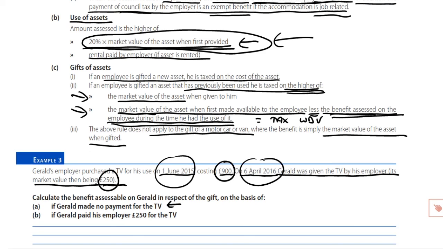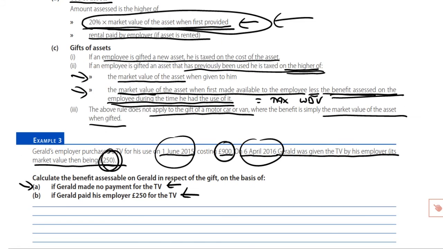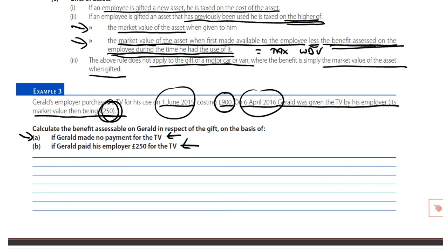All that will then happen is, in the next example, if Gerald paid his employer £250 for the TV, whatever you computed in A is reduced by £250. So the assessable benefit for Gerald in respect of the gift here is the higher of. Now we know the market value, £250. So the figure that we've then got to calculate is the tax written down value.